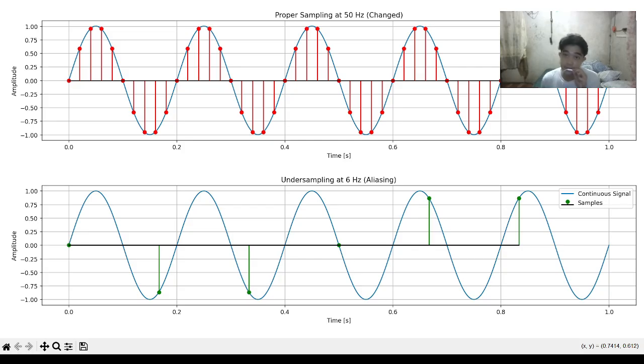When sampled at 50 Hz, as we can see, the waveform was captured smoothly and accurately. Now this is because the sampling frequency is much higher than the Nyquist rate.